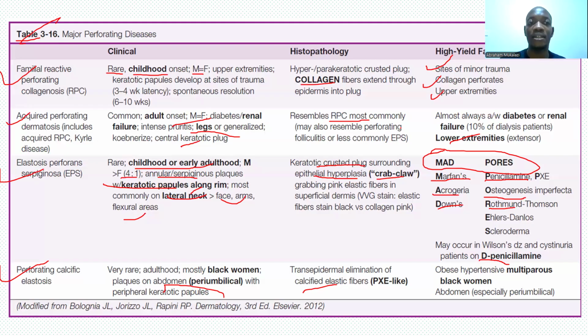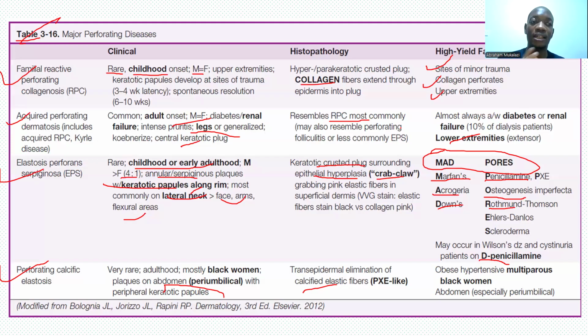If they're acquired, then we have majorly two. The acquired reactive perforating dermatosis, now called dermatosis because it includes both collagen and elastin. In that case, it comes in a little bit late, adult onset, and the features will be similar, but in this case, they'll be commonly seen on the lower extremities and commonly in patients with either diabetes or renal disease.